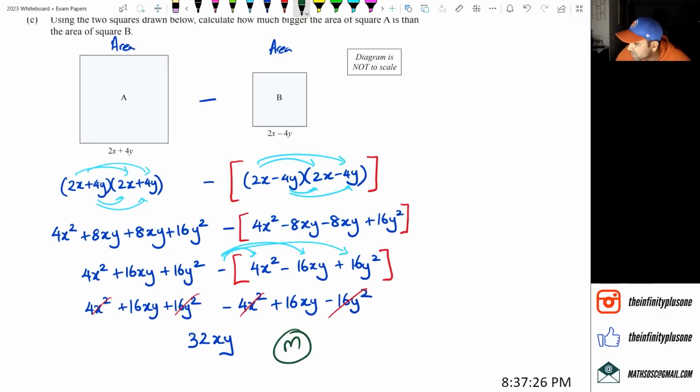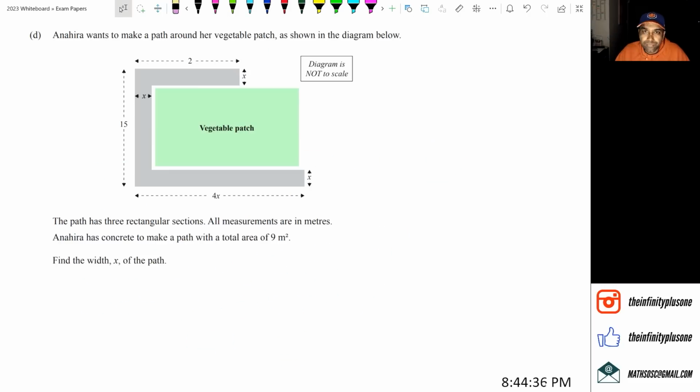So grades-wise for this question, 32xy is going to get you a merit. For achieved, correct expansion, forms correct expression for the required value of the area difference. Wow, really? Okay, so you get an achieved just for that line. That's pretty much an achieved for just writing that first line. Not bad actually, this question.